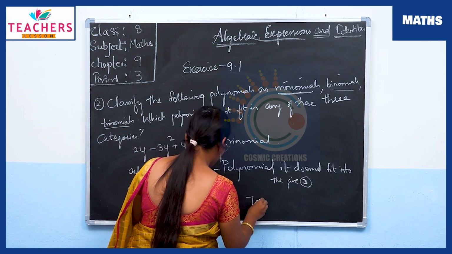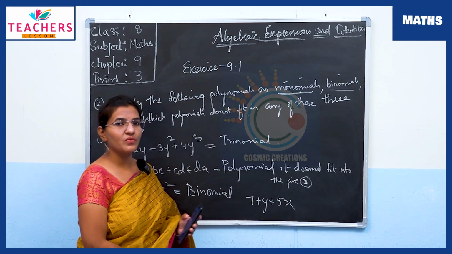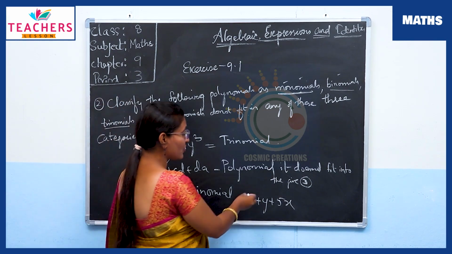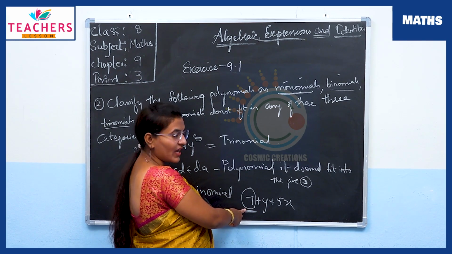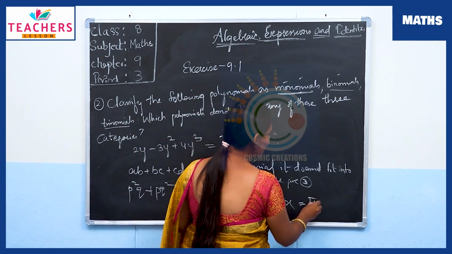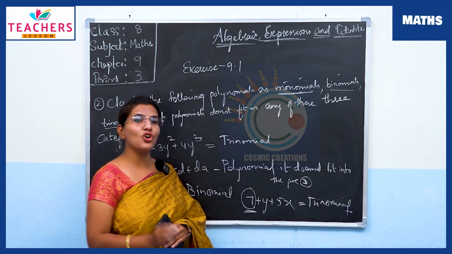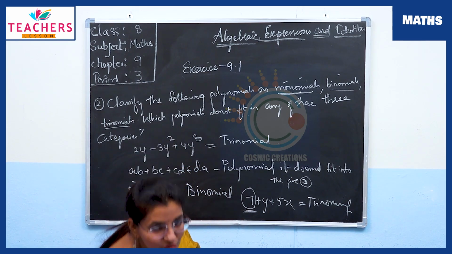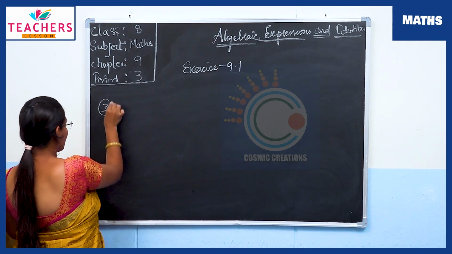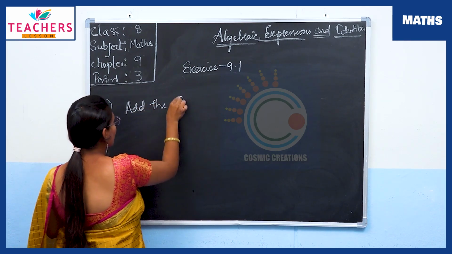Okay. Next, the last one. 7 plus y plus 5x. Can you see now? Trinomial. Yes, trinomial. So don't forget that this constant also belongs to a term. Okay. Yes. So this is a trinomial. Yes. Hope this concept is very clear to you all, right? Yes. Let's do the next. Yes. What is the third question, students? The third question is add the following.